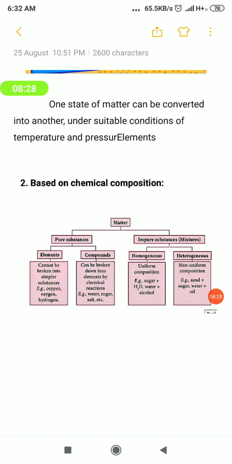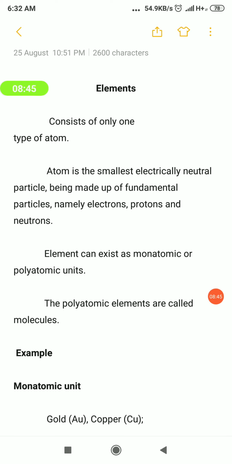First, elements. Elements contain only one type of atom. If you take aluminium or iron, aluminium element is made up of only aluminium atoms. Iron element is made up of only iron atoms.